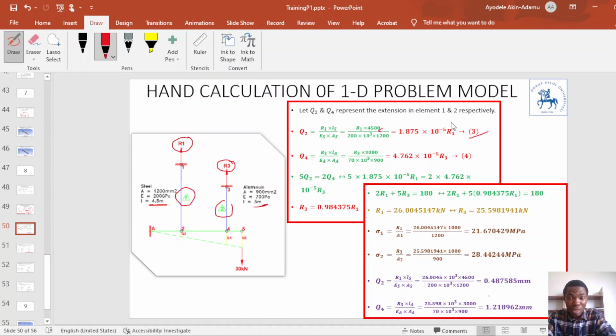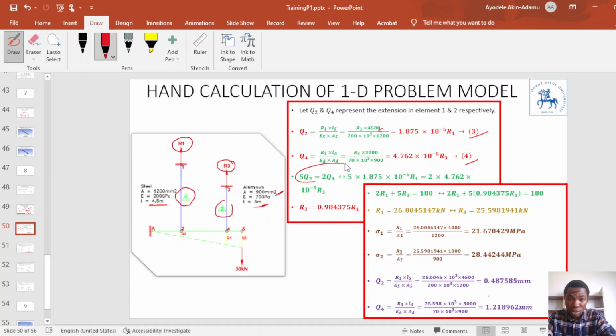The unit I'm using is Newton per millimeter, so this 4.5 meter, I converted it to millimeter. The length of the second finite element is 3 meters, that is 3000 mm. The Young modulus is 70 times 10 to the power 3 Newton per millimeter square. The cross-sectional area is 900 mm square. So we solve this, we get this relation: Q4 equals 4.762 times 10 to the minus 5 R3.